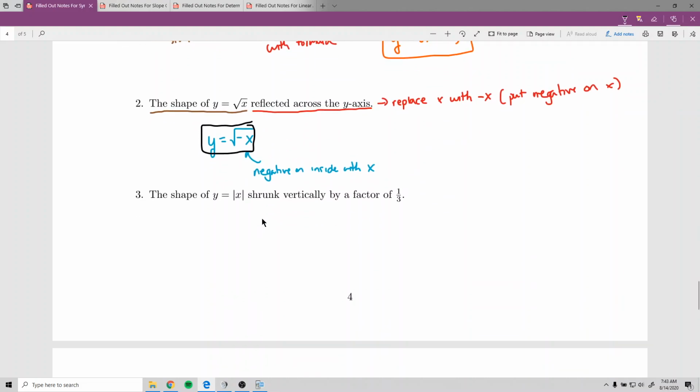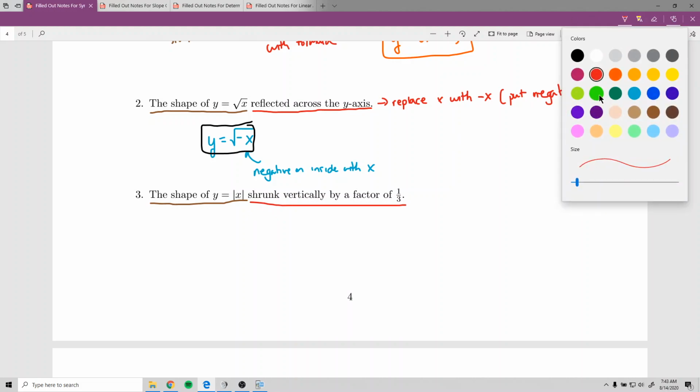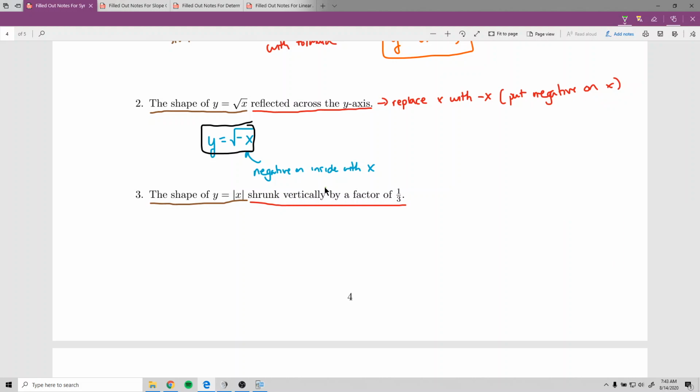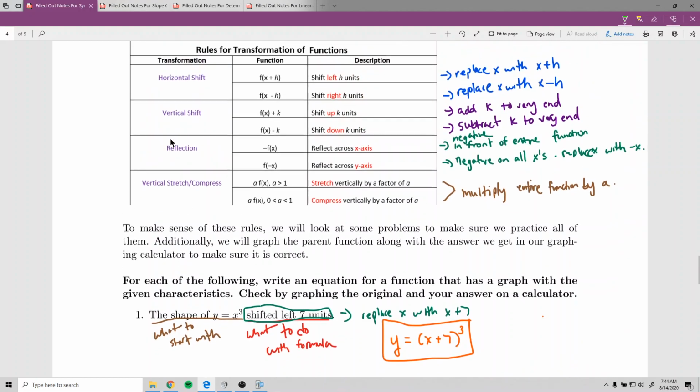Right, number three. Number three, we have the shape of y equals the square root of x shrunk vertically by a factor of 1/3. Now, in general, it's very hard to shrink horizontally or stretch horizontally unless you're dealing with special kinds of functions. So you're always going to see vertically, but that's important that it says vertically. And so I'll scroll back up to just remind you we have vertical, stretching, and compress. You'll notice there's no horizontal stretching or compressing in this chart.